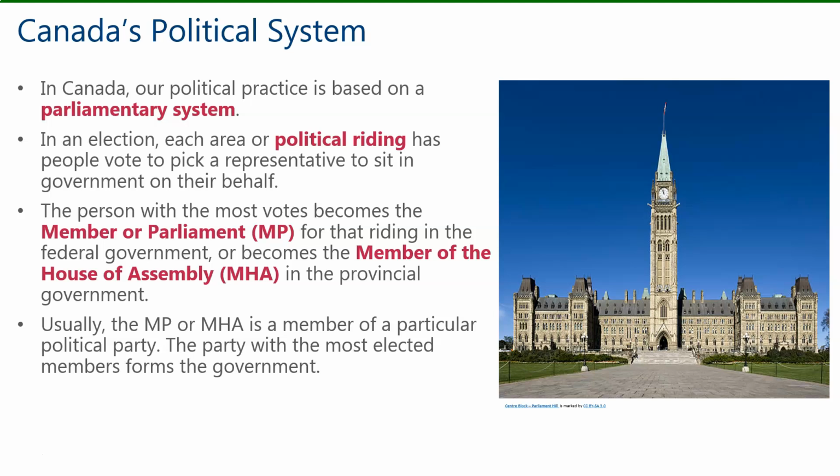Usually the MP or MHA is a member of a particular political party. The party with the most elected members forms the government. Now, there are a lot of different political parties in our country. I'm not going to go over them at this time because we're not in a politics course. This is just for basics.